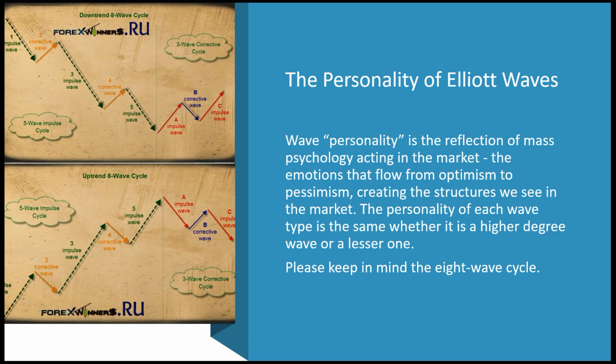Because remember, waves have personality, or the wave personality is the reflection of mass psychology acting in the market. The emotion that follows from optimism to pessimism, creating the structures we have in the market. The personality of each wave type is the same whether it is a higher degree wave or a lesser one. Please keep in mind the 8-wave cycle, 5 and 3, 5 and 3.